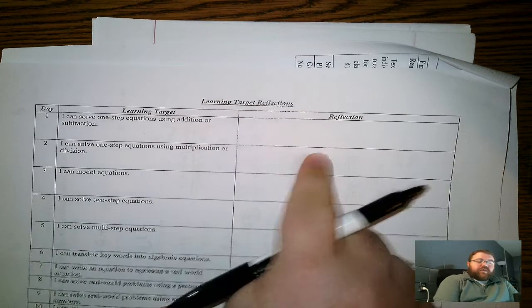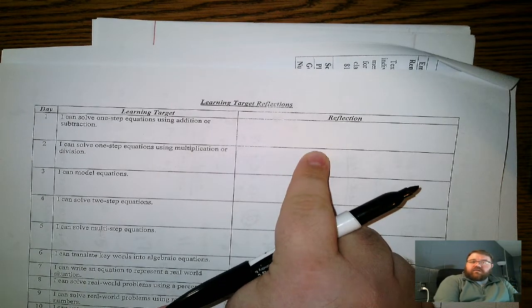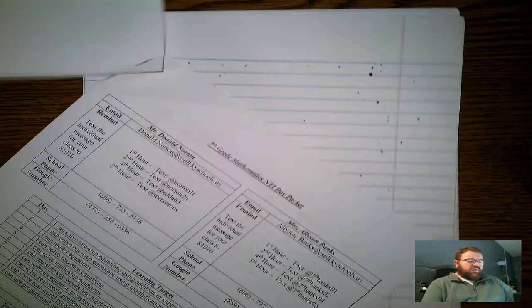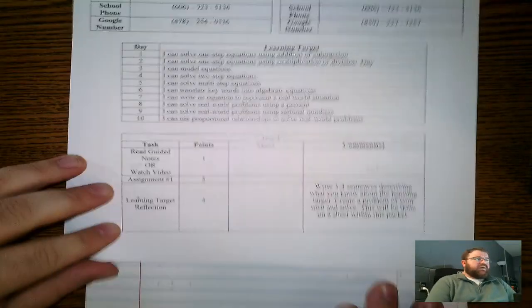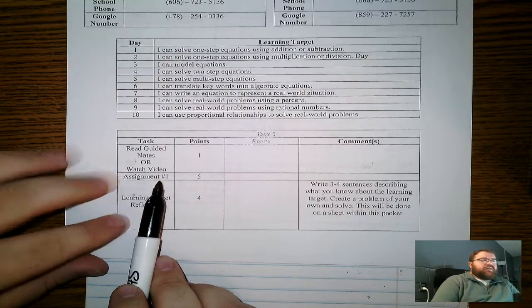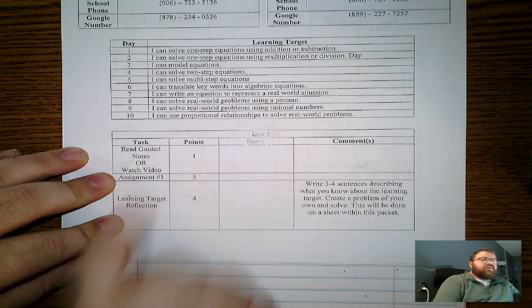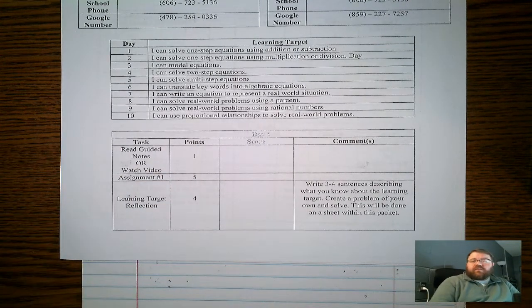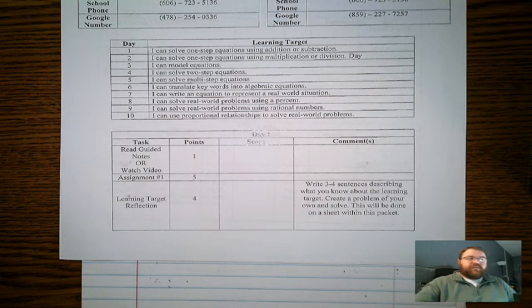If there isn't enough space given to you on this sheet, you may do that on a separate sheet of paper. But again, if you want to know what you need to do to earn all the points possible for today, right here is everything that is required from you. 10 points for each day over a 10-day period is 100 points.